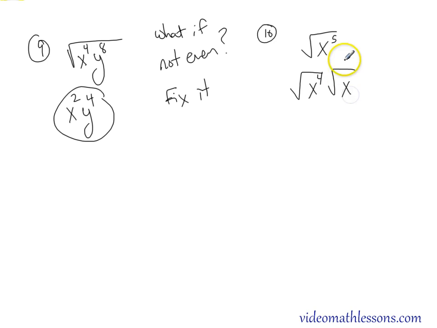And what you really do is this. Just take off 1. That's a 5, you take off 1. So you put a 1 in the back. That's not perfect. x to the 4 is perfect. So you get x squared radical x.